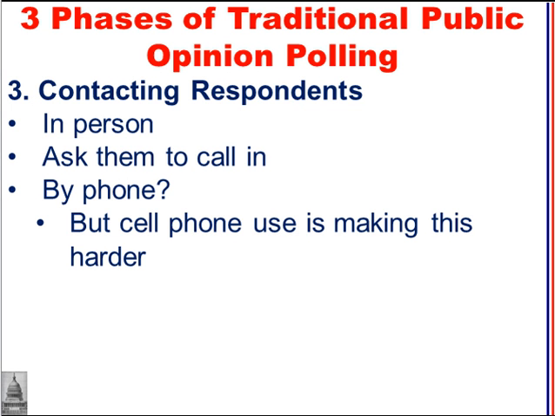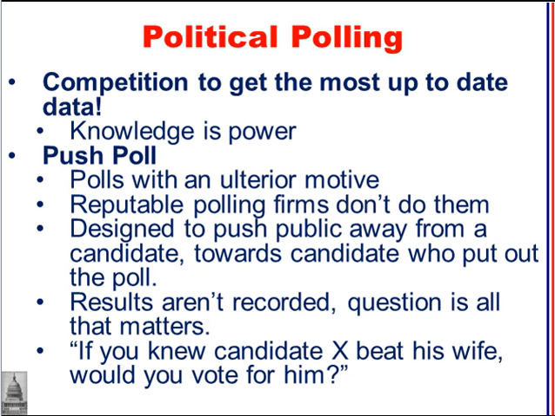So here are a couple examples of specific political polls. There's a competition to get the most up-to-date data for politicians. Knowledge is power. Now, the first example is a push poll. These are polls with an ulterior motive. They are taken for the purpose of providing information on an opponent that would lead respondents to vote against that candidate. They're designed to push the public away from a candidate's opponent and towards the candidate who's paying for the poll. The results aren't even considered.